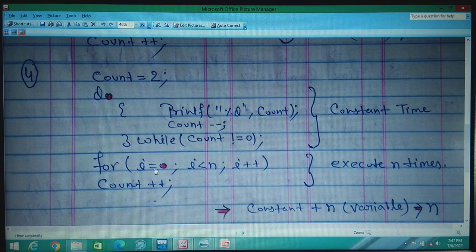Now here for i equal to 0, i less than n, i plus plus.